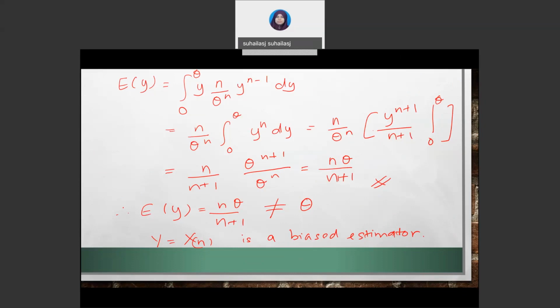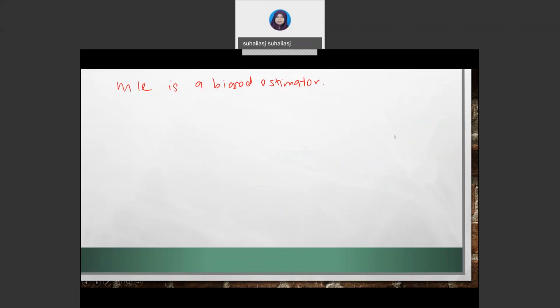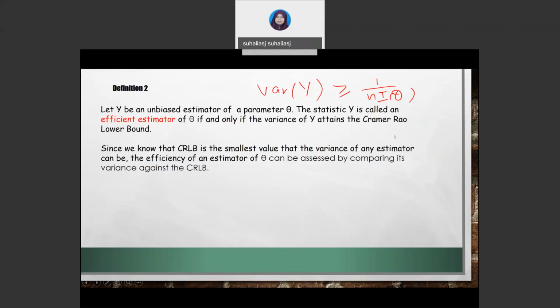So the property of unbiasedness is not a general property of MLE. MLE can be biased or unbiased. But again, how do you determine whether your theta hat is a good estimator? It must be an unbiased estimator, an efficient estimator, and also a consistent estimator. So we go to the concept of efficient estimator. We already discussed this before.